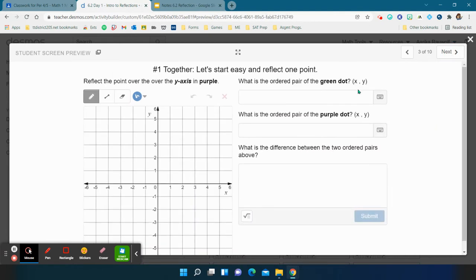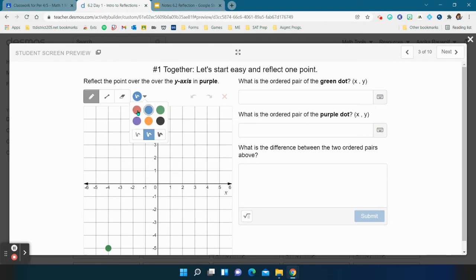So, first example, let's start off easy and let's just reflect 1 point. So our point is green here. It says to reflect the point over the y-axis in purple. So what I'm going to do here is take this blue and draw over my y-axis. So my y-axis is what I have highlighted in blue here. We're going to reflect over.